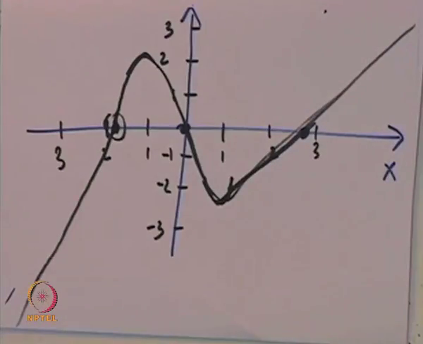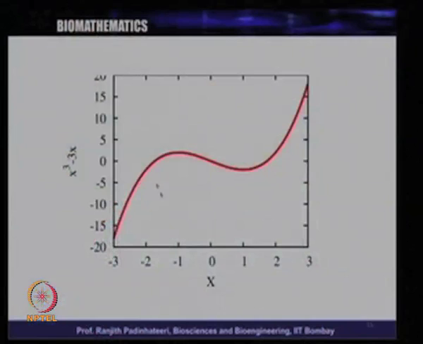Knowing this much, we could just join together, and the function will look like this. So, there is a maximum and a minimum. This is how you schematically plot a function. This is one example where you schematically plot a function.